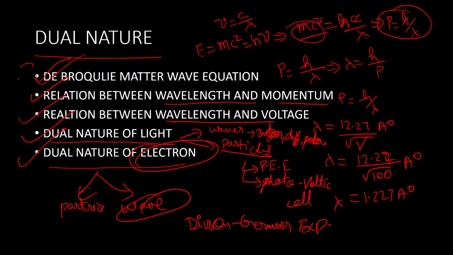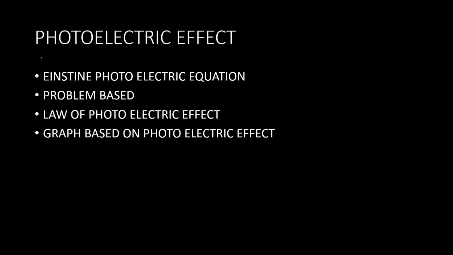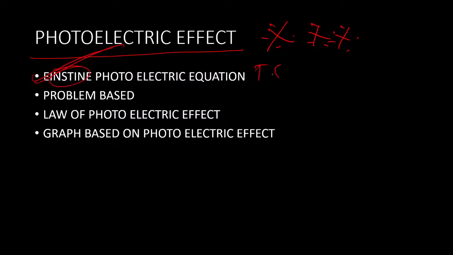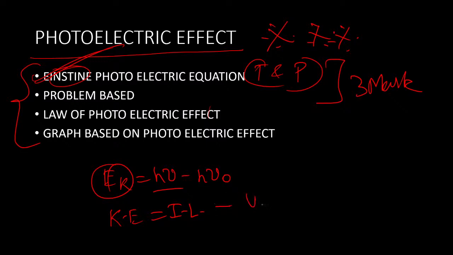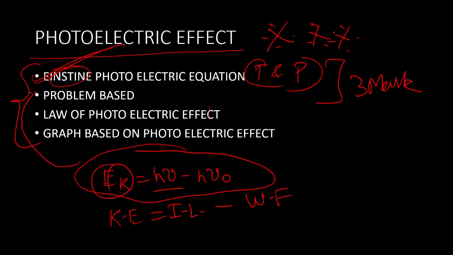From here we have the maximum possibilities of problems being asked. Next, photoelectric effect, another important topic. You can get numericals from Einstein's photoelectric equation, both theory and problem. 3 marks, 100% guarantee from here. Theory, problem, or mixed, we can get. Especially EK is equal to h frequency minus h frequency naught: kinetic energy of the electron, incident light, work function. At least 2-3 problems based on this formula you should learn. Even the sample paper has it.